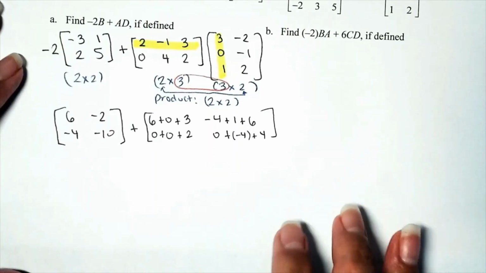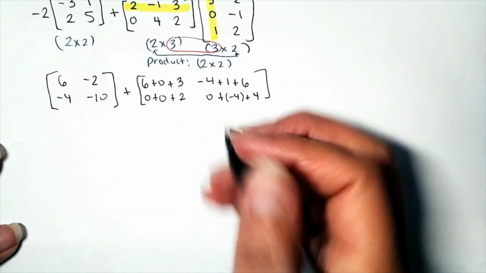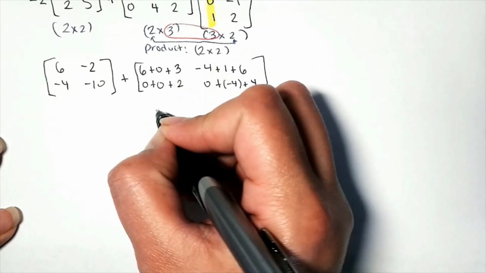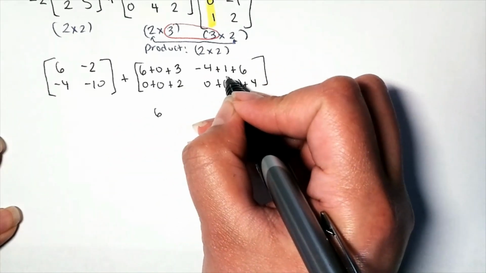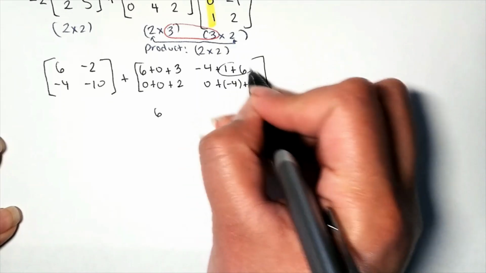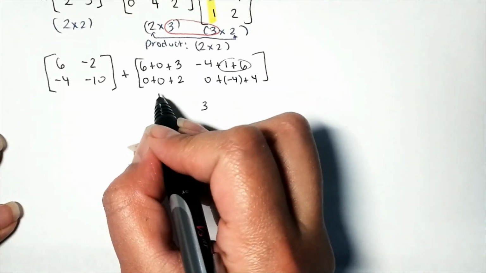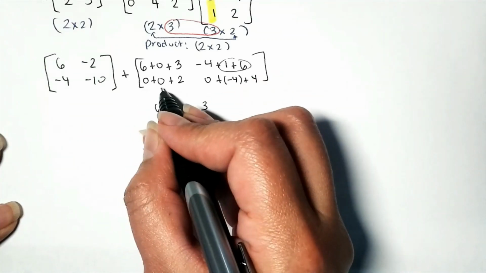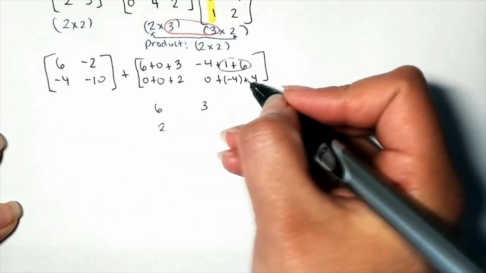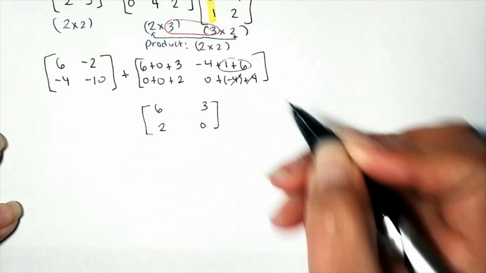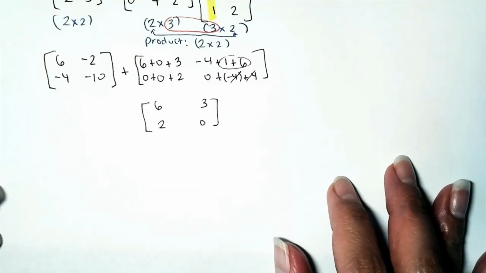Let's go ahead and simplify this sum. This product: 6 plus 0 plus 3 will give us 6. Negative 4 plus 1, that's a lot for me. 1 plus 6 is 7, and 7 minus 4 is 3. Cool. Next row, that will be 2. 0 plus 0 plus 2 is 2. Next one will give us 0. So the product, thanks to our hard work, gives us 6, 3, 2, 0.